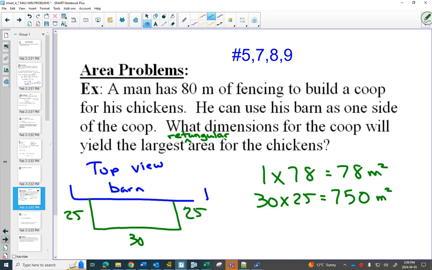That's bigger. Is this the biggest one? Can someone think of numbers that would make it bigger? Or is that the biggest we get? Right? What do you think?